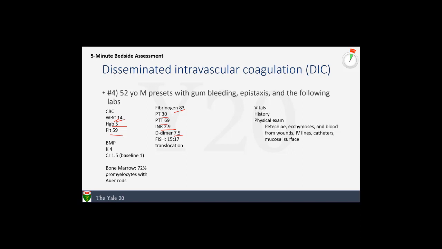So in this patient that you're concerned about DIC, you want to look at the vitals. Oftentimes these patients are very critically ill and usually in the ICU. You want to look at the history and physical, and you want to gather any signs of bleeding, so petechiae, ecchymosis, blood from wounds, IV lines, catheters, mucosal surfaces. You also want to know if they've had clots in the past or if they've had DIC in the past.